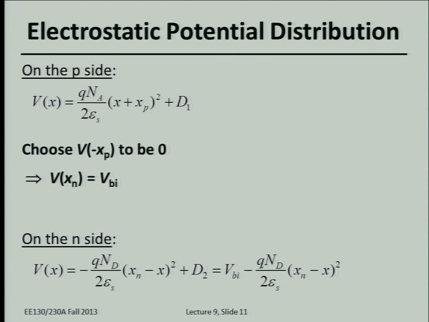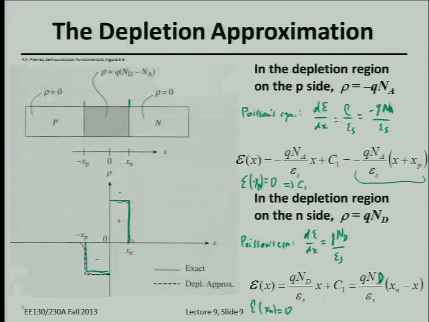Okay, so now we have the electric field distribution. We can integrate that again and get the electrostatic potential as a function of distance, and then apply the boundary condition that we know to be the case. The total built-in potential is just V sub BI. So I think that's why we wrote it this way.